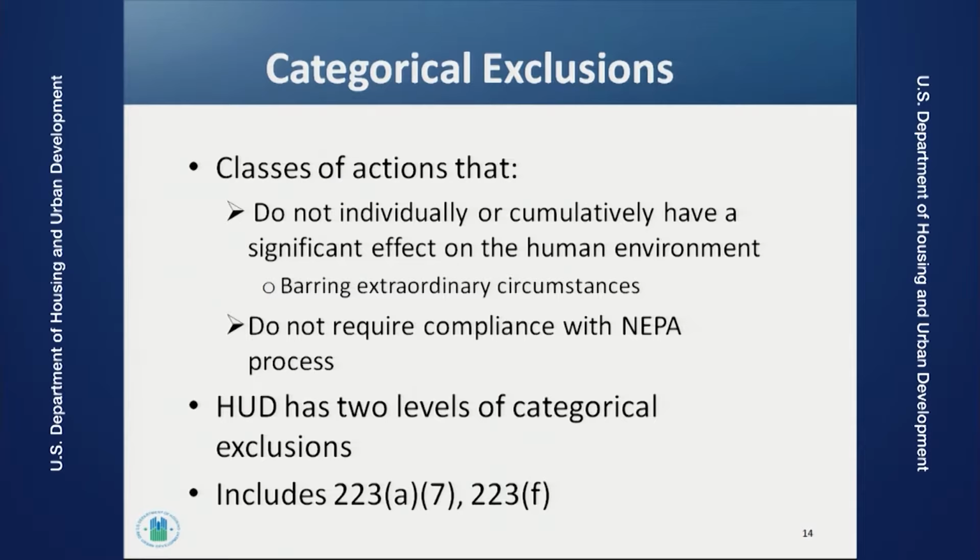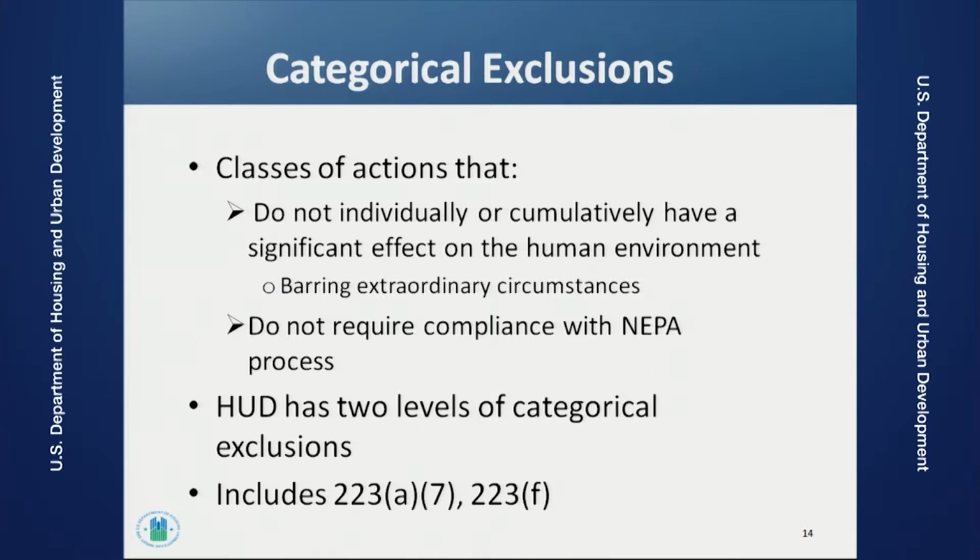So again, at HUD, we have two types of categorical exclusions, and these are actions that don't individually or cumulatively have a significant impact on the human environment, unless extraordinary circumstances apply. And because of that, they don't require full NEPA processing, which would be the environmental assessment. So this applies, again, to 223(a)(7)s and 223(f)s.